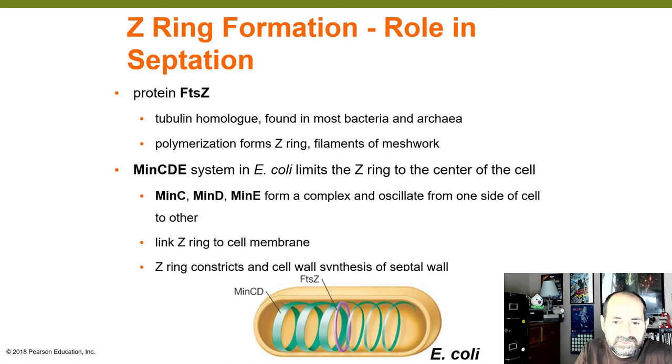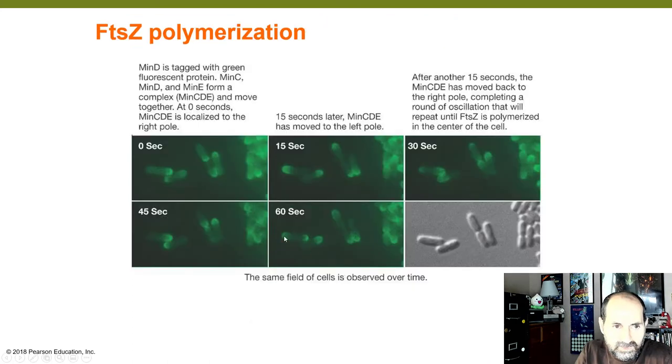On the front of the kit car, you saw this little beam, this light beam that goes back and forth. The Min CDE complex also pulses back and forth, oscillates back and forth. And based on this oscillation, the FtsZ ring knows where to locate to at the center of the cell. This is really neat. They have tagged here MinD with a fluorescent protein.